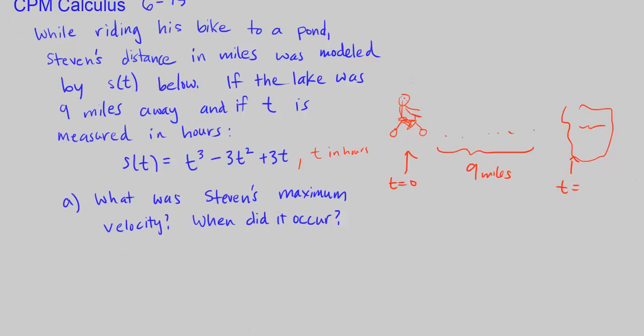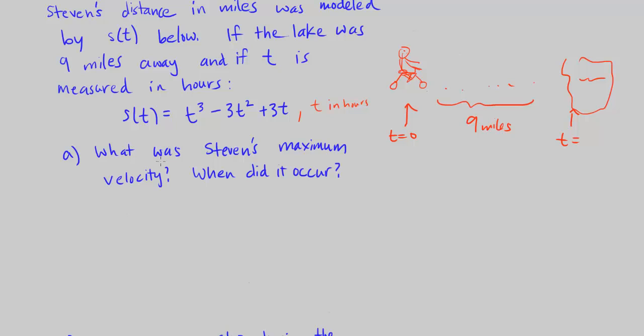Alright, so let's go ahead and look at A. A says, what is his maximum velocity? When did it occur? For that, remember, we're given our distance equation. In order to find the velocity equation, we need to find the derivative of that. So that's 3t squared minus 6t plus 3. So that's his velocity equation.